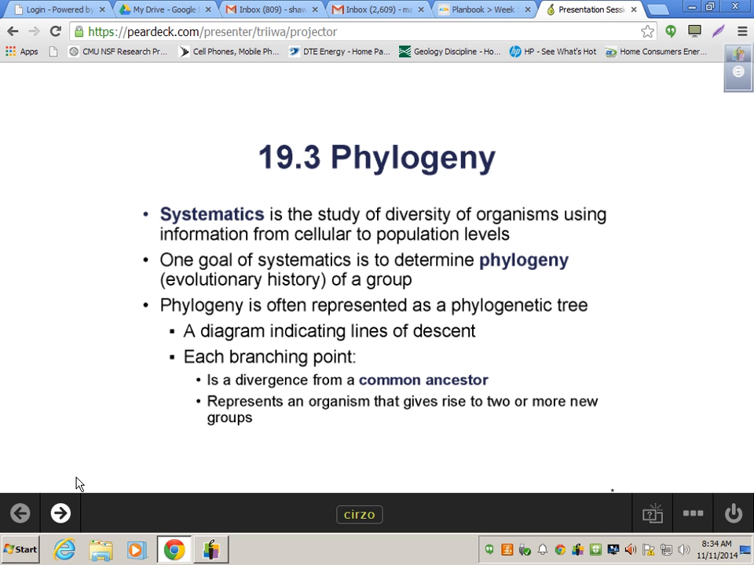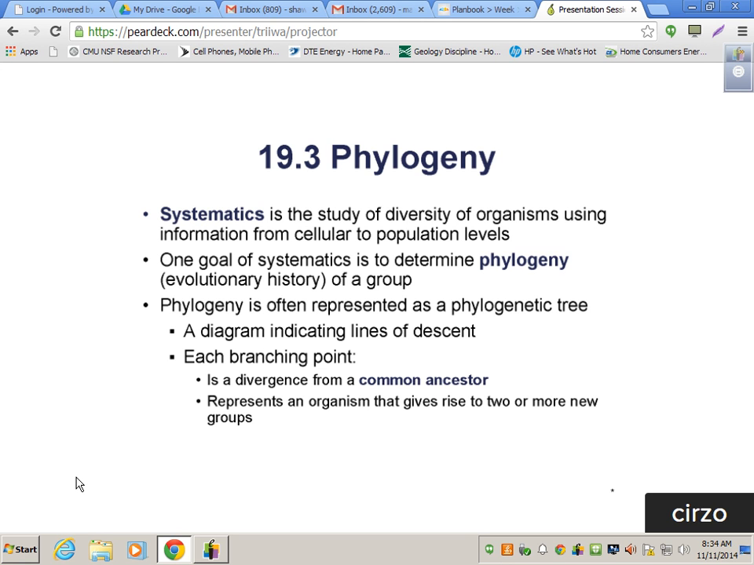So systematics is really what we're talking about when we start to mention cladograms and phylogenetic trees and phylogeny in general, relatedness. So it's the study of the diversity of organisms using information from cellular to population levels. Now, back in Charles Darwin's time, they did not have molecular evidence. So they had to look at traits, right, physical phenotypes, and try to determine relatedness based on what's called morphological structures. That's very difficult to do.